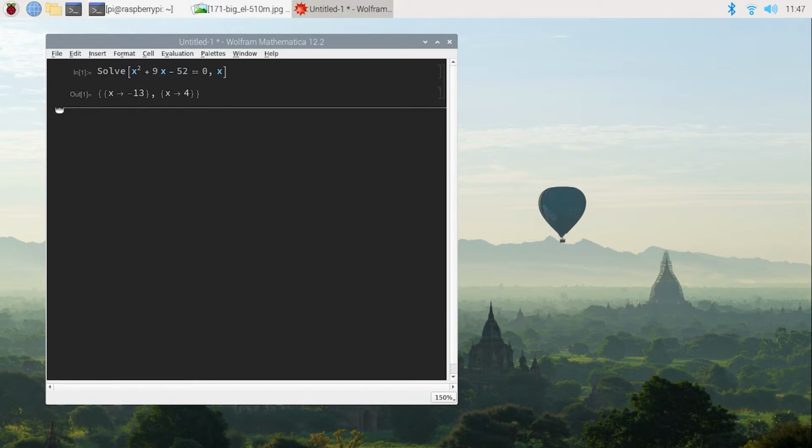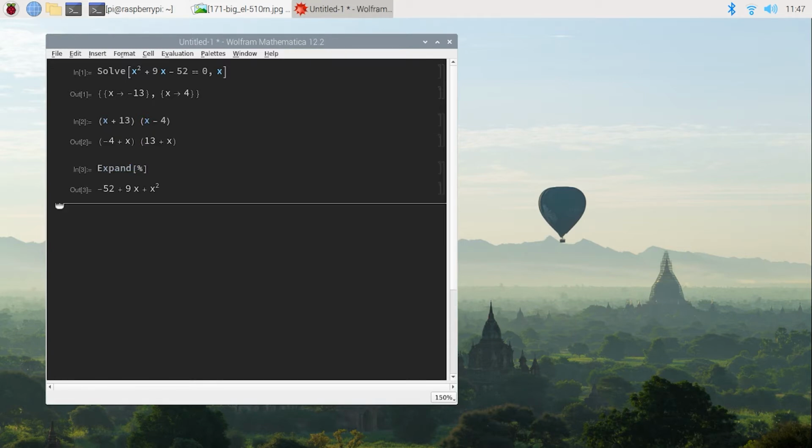Now, it's giving us two answers. It's saying one of the solutions is x is minus 13. Another solution is x is plus 4. We could check this, right? So if we have x plus 13 times x minus 4, this should actually give us the equation. Now, I'm going to have to expand that answer to write it out. And x squared plus 9x minus 52 is what we get there. So that's correct. Another way we can check if this is correct is just by plotting.